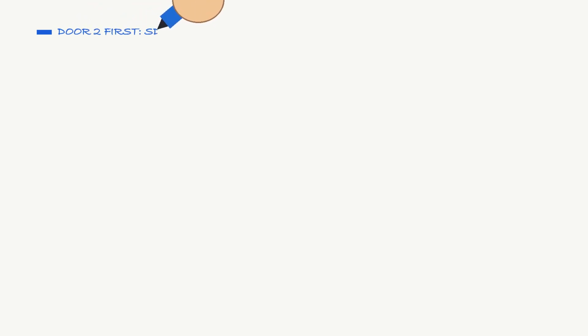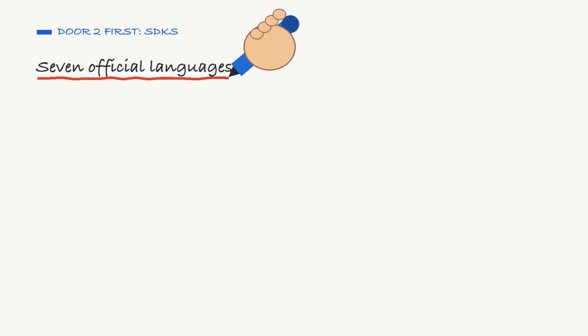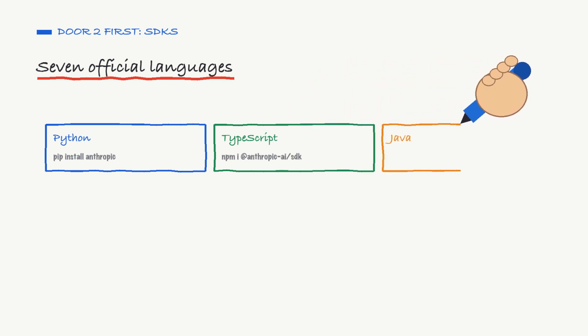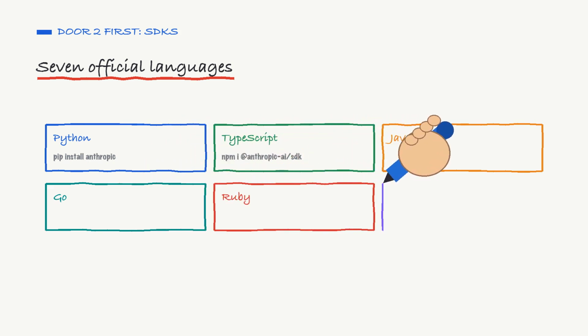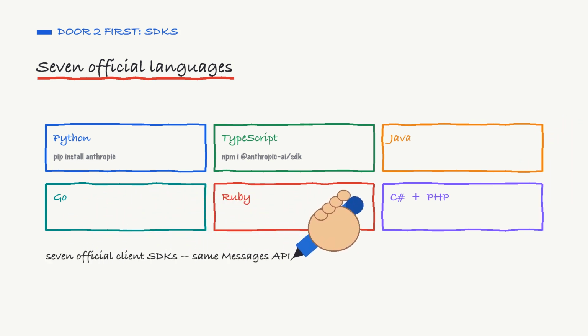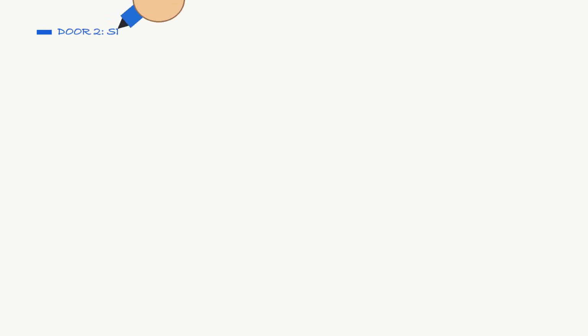Let's start with the door most projects use: the client SDKs. 7 official ones: Python, installed as Anthropic; TypeScript at anthropic-ai/SDK, plus Java, Go, Ruby, C#, and PHP. Each is idiomatic, typed for its language, but they all wrap the same messages API, so knowledge transfers. Learn one, and the others read like translations. And if your language isn't on the list, plain curl always works. It's just HTTP underneath.